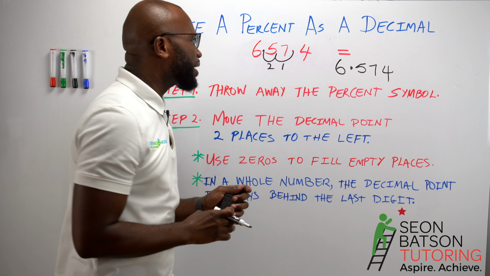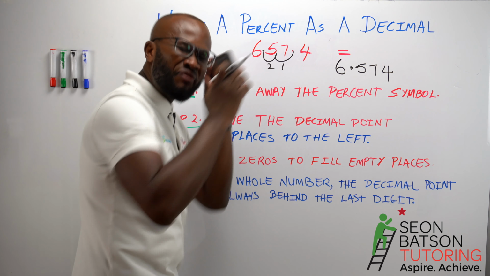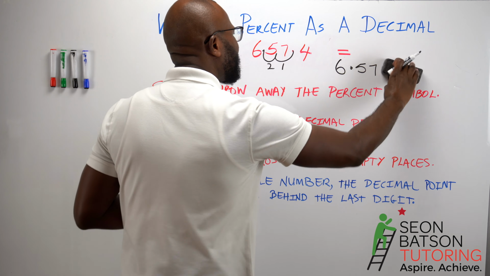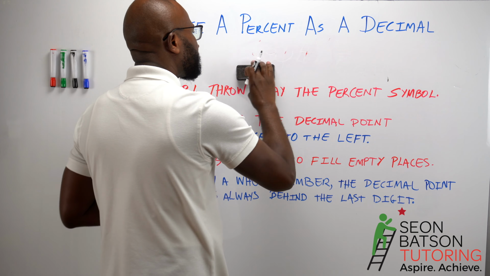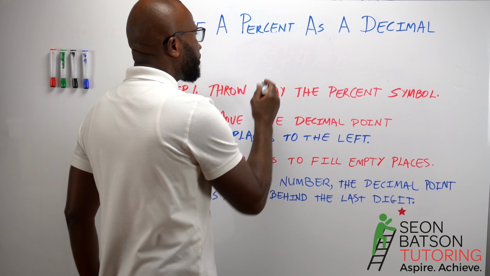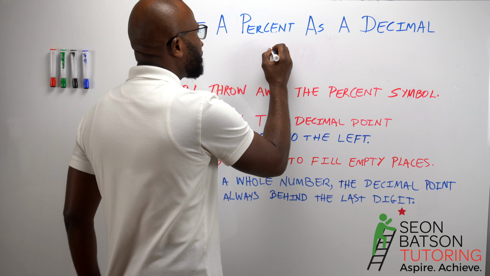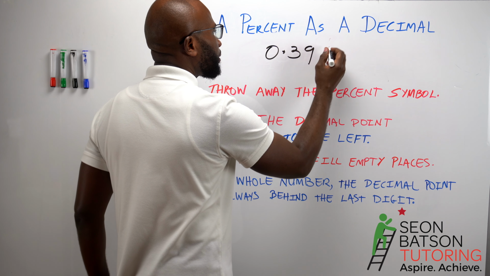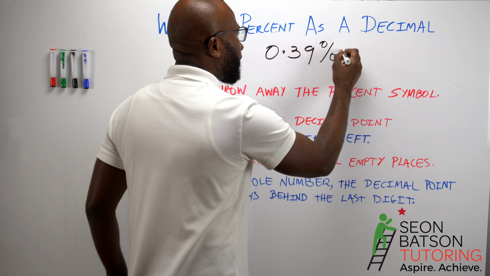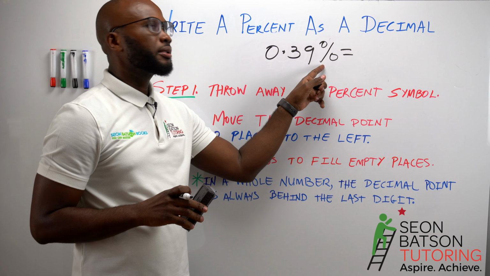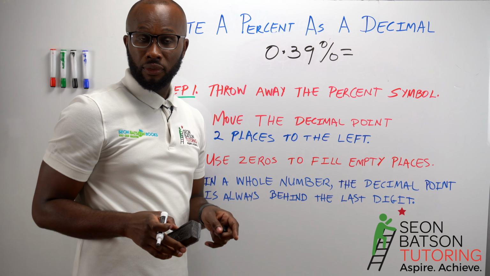How is that? Super, super. It's a very simple concept. Very simple, very straightforward. Get the idea so far? Perfect, perfect. All right, let's keep the party going. Let's say we want to write 0.39% as a decimal. Yes?